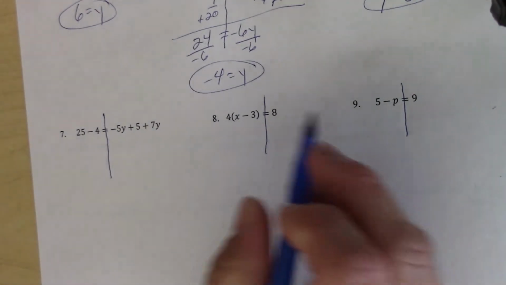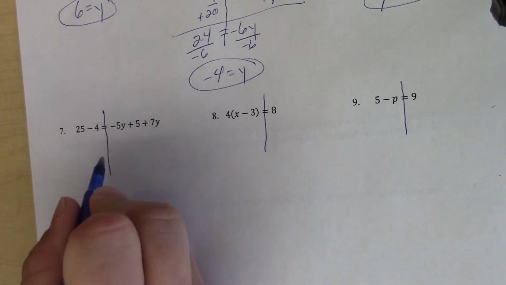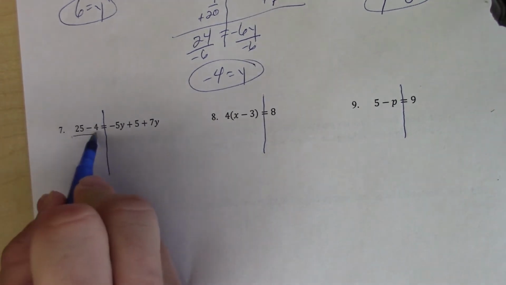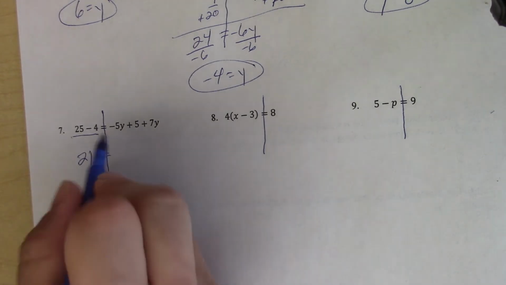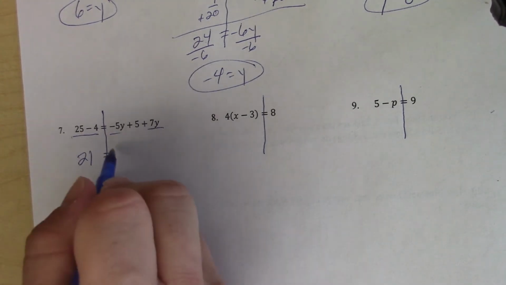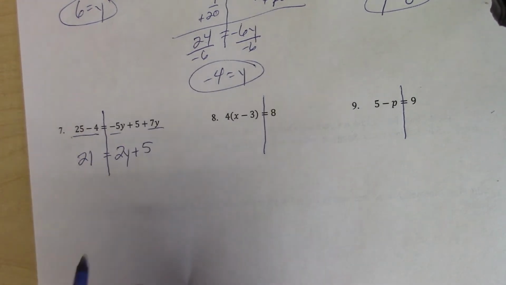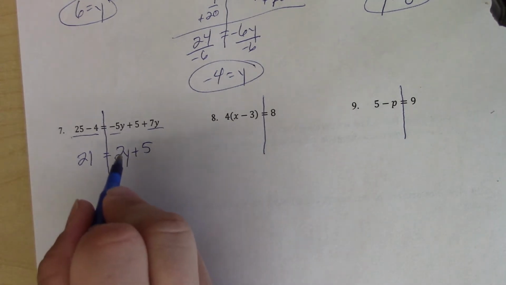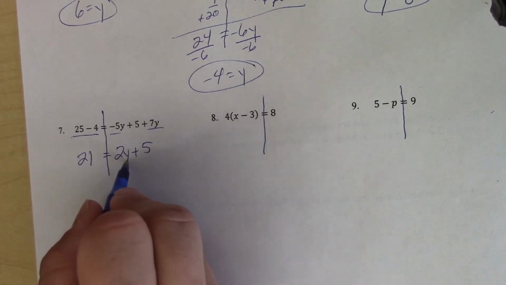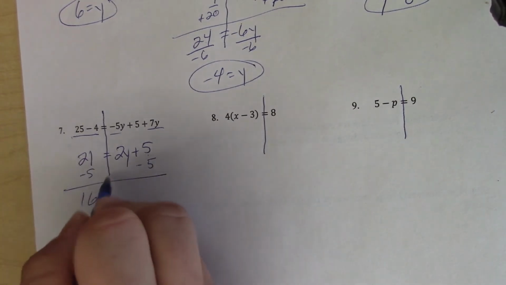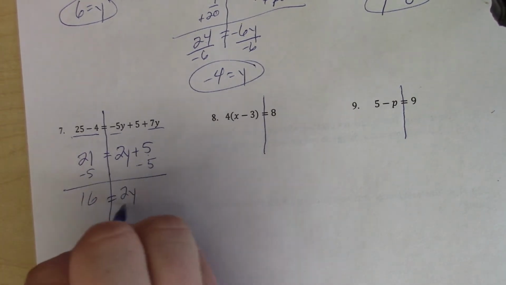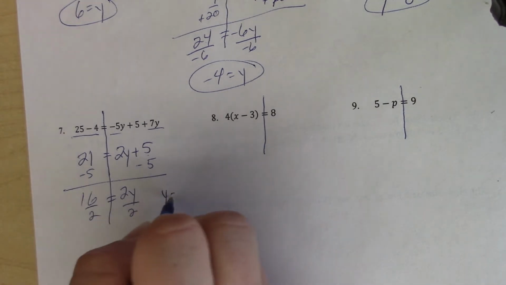All right. So, number 7. Looks challenging. It's not. It's just like every other problem. 25 minus 4 is 21. We can do that. We can also combine those two there and get 2y plus 5. Okay. And then start doing the work that we've been doing on every problem. Here's the letter. Do the opposite of what's being added or subtracted. And then divide. And y equals 8.